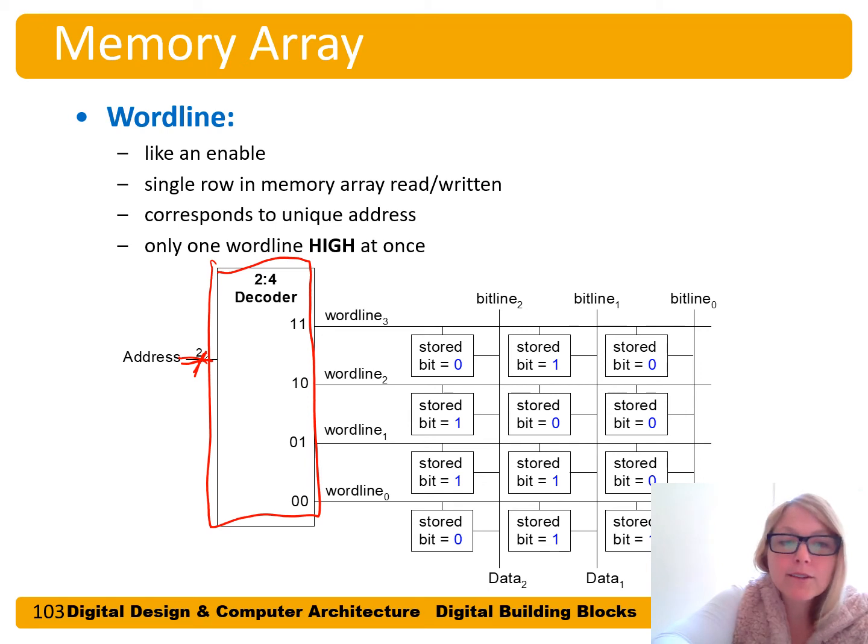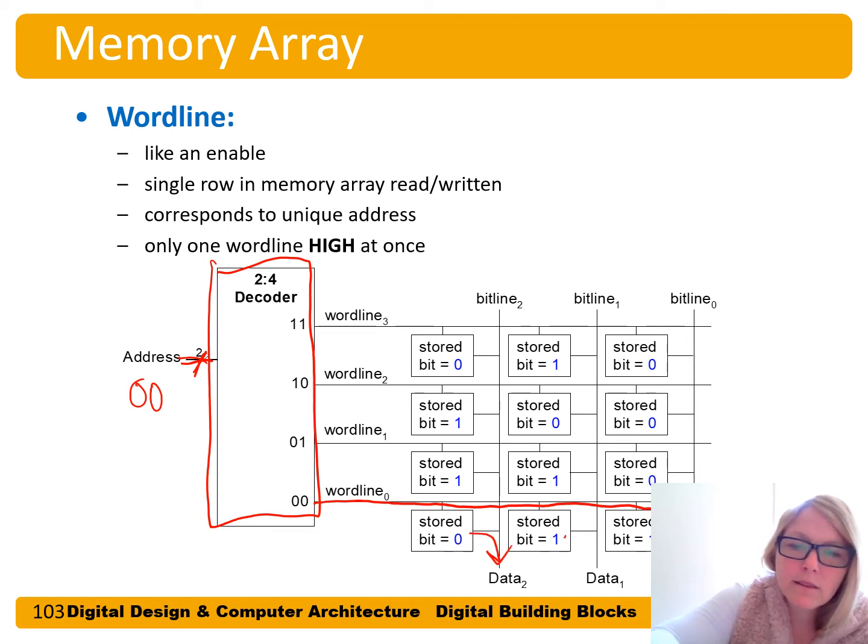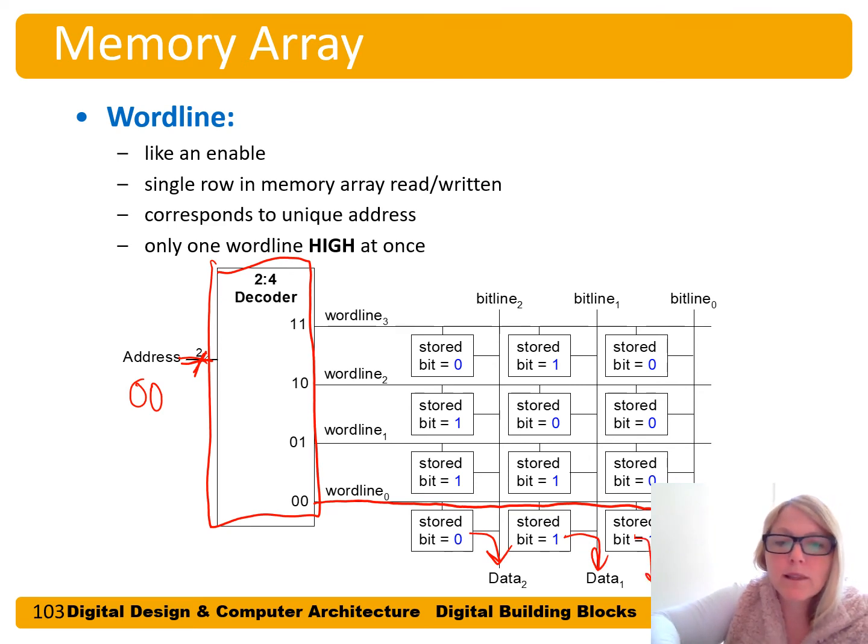And whatever address it is, with 2 bits, we have a one-hot output on our decoder. So if the address is, for example, 0, 0, this word line 0 is high and allows the bits in that row to go onto the bit line. And the bit lines are connected to the data output.